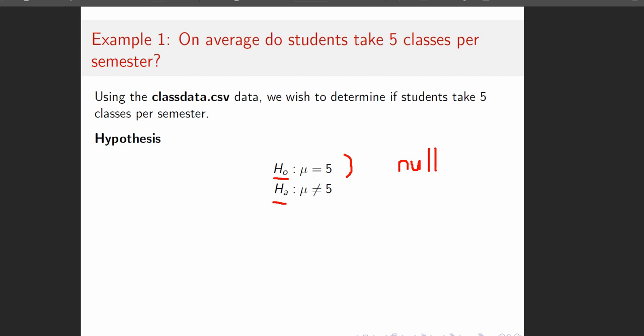And H sub A is the alternative hypothesis. So let's talk about the null first. Do students take 5 classes per semester? So this, mu equals 5, mu is the average number of classes that students take per semester. So we have a sample, and we're going to calculate a sample average in hopes that the sample average will closely approximate the population average. And then we'll be able to determine, based on those estimates, whether or not the population average is actually 5, or if, as the alternative hypothesis says, it is different than 5.